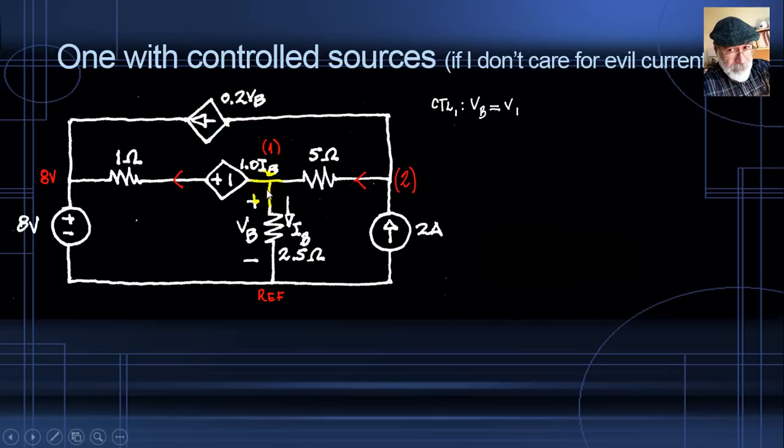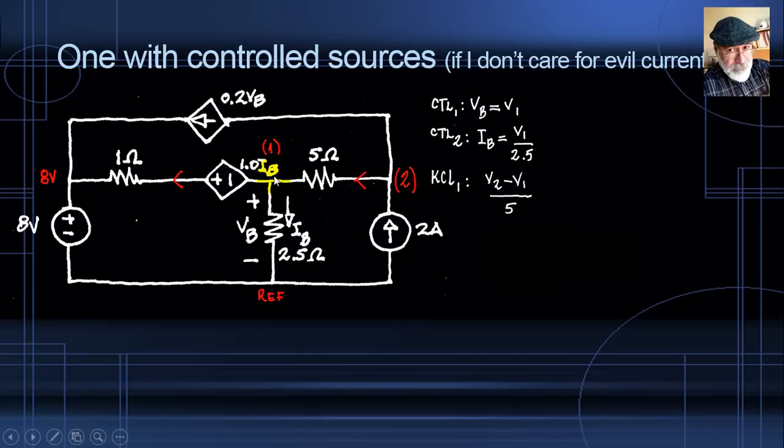VB is this voltage. You say that voltage is just V1 minus V reference. That is V1, right? And the second one, IB. Who is IB? IB is the current in an R branch. V1 minus V reference divided by 2.5. Two CTL equations. Any evil branch, we have already accounted for evil branches when we gave the value of the voltage to this node over here. We don't need to write an evil equation because we are not computing right away the evil current.